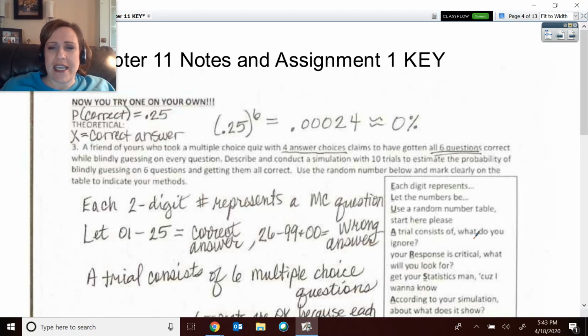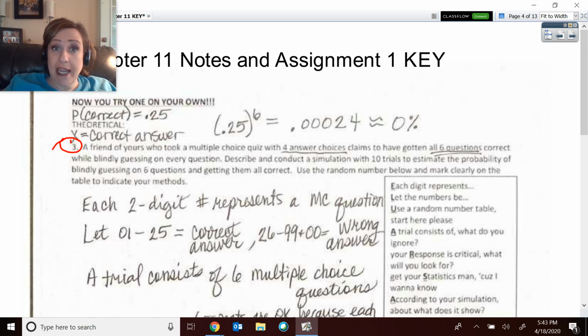Hi guys, we're going to go ahead and go over the problems in the notes that you were to do on your own. And so we'll start here with that note, chapter 11 notes and assignment 1 key. The first problem that you were supposed to do on your own was problem number 3. And this one was about multiple choice questions.